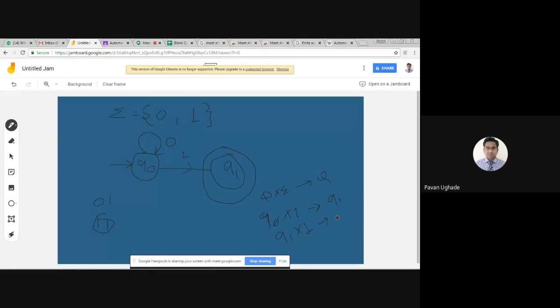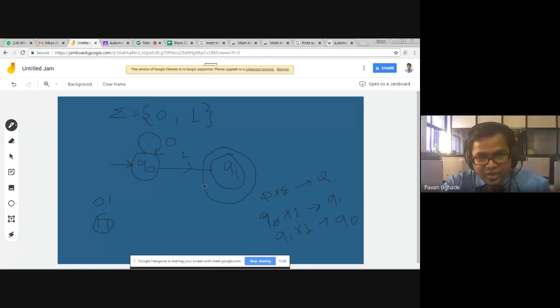Then where should I give the transition? To the non-final state. What non-final state do we have here? q0. It should not be q1, because then it would be accepted. So I'll simply give the transition q1 over 1 to q0. Just try to understand: this is the transition over the alphabet 1 that we have given.